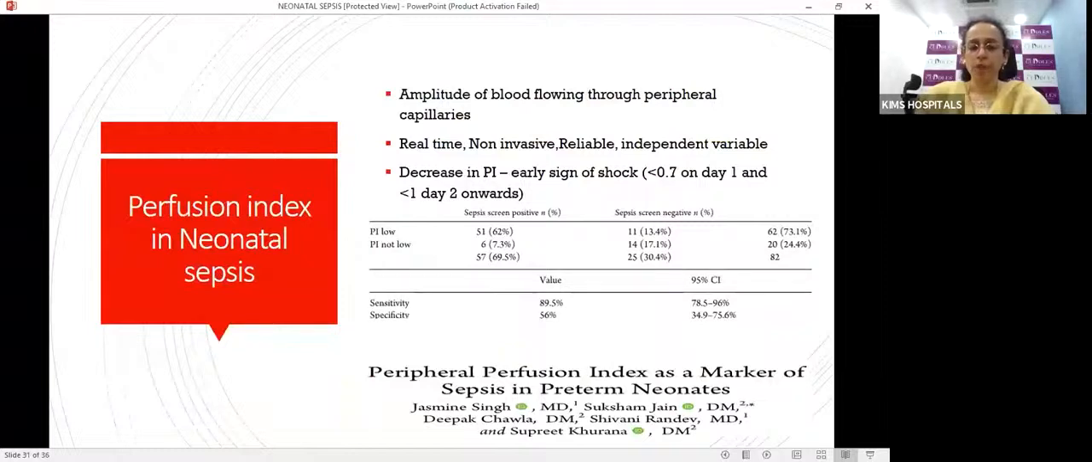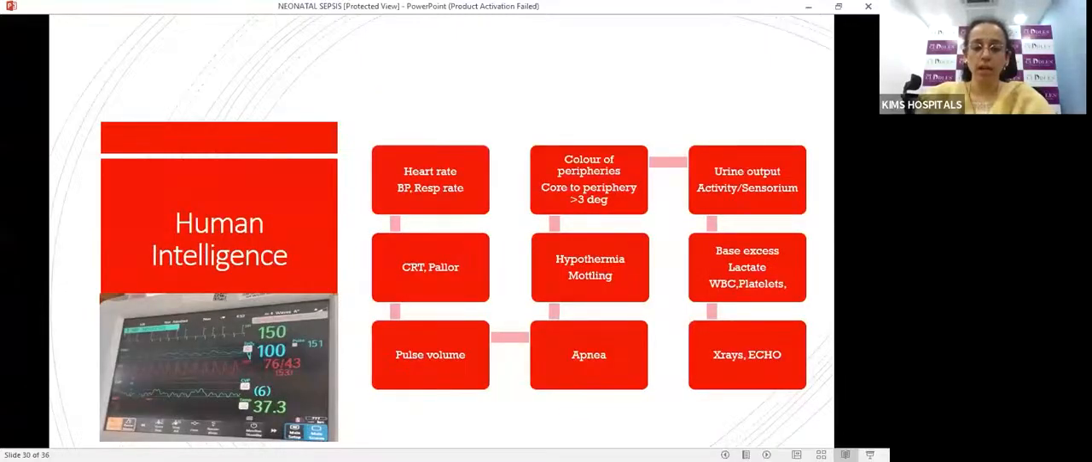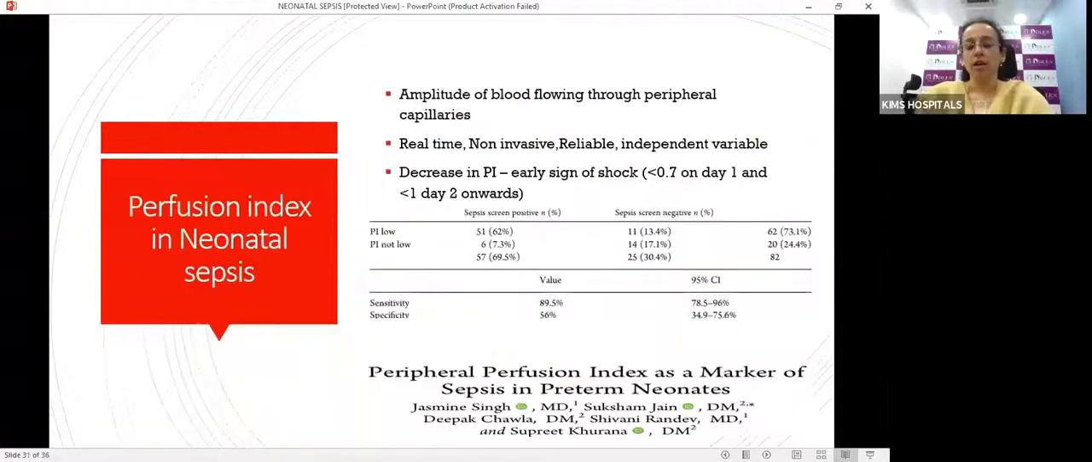But there is another parameter called perfusion index, which we should also start looking into whenever we are examining the babies. The perfusion index is seen in the monitor on the side. If we observe closely, there is another parameter called perfusion index in our multipara monitors, which we should also make a note of. It represents the amplitude of blood which is flowing through the peripheral blood vessels or capillaries. It indicates the perfusion of the capillaries, and that means whether the peripheral circulation of the baby is good or not. So in other words, any decrease in the perfusion index is an early sign of shock in babies.